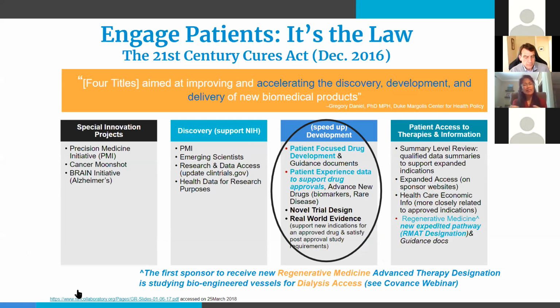Somebody once said to me 2 years ago, oh, it's like the new thing to be talking to patients. It's not the new thing. It's been going on for years, but it's also the law. And so I think that's really important for patients to recognize that the FDA wants us to talk to you to help better inform what we're doing in trials and in research.